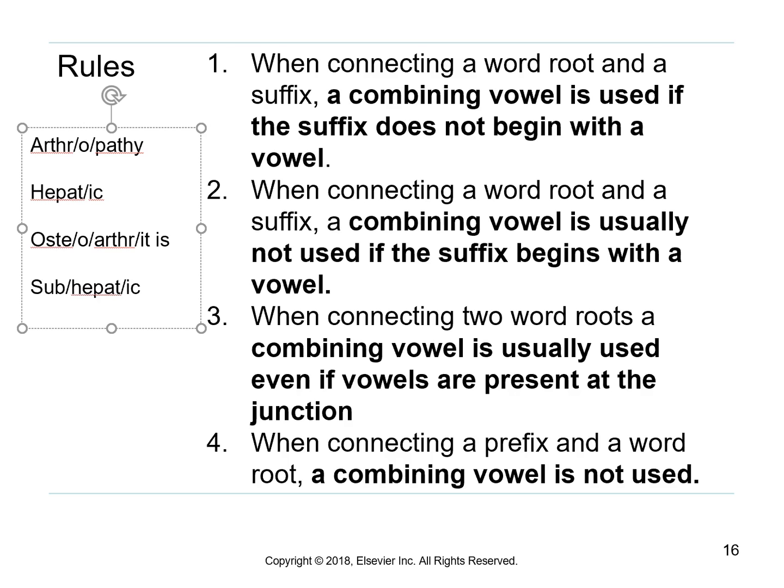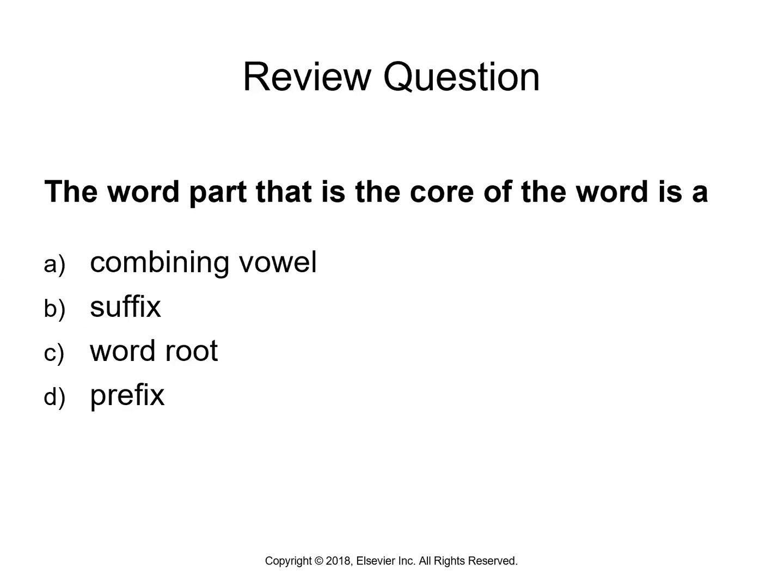Okay? Number 4, when connecting a prefix and a word root, a combining vowel is not used. Subhepatic. Think about it. Subo-hepatic, that wouldn't really make sense or sound right. So don't put a combining vowel there. It's good the way it is. So, subhepatic. I think we went over this earlier: ic is pertaining to, sub is under, hepat is liver. So this is pertaining to, under the liver. Okay, review question. The word part that is the core of the word is what?